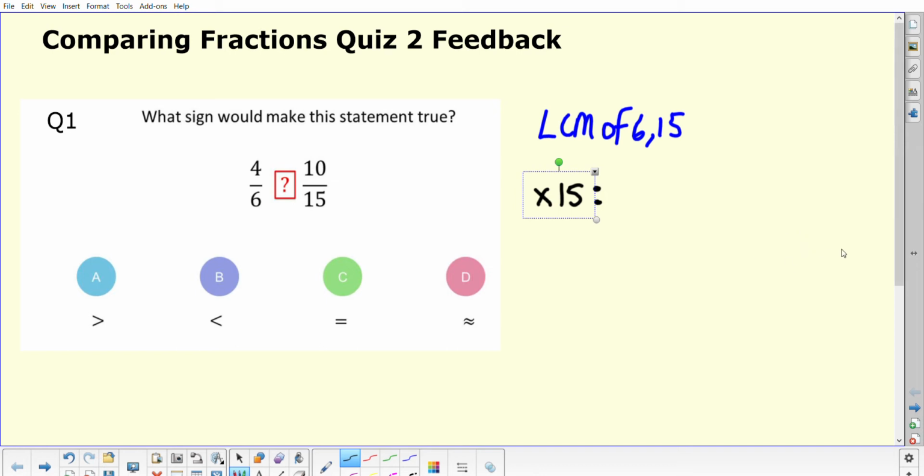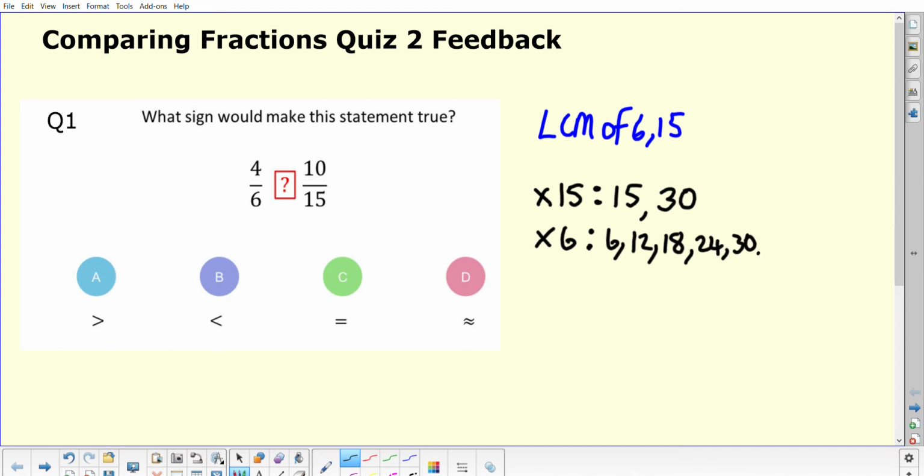So if we were writing out the 15 times table, it isn't one you would normally know. However, 15 times 1 is 15, 15 times 2 is 30. Hopefully you recognise the fact that that 30 is also in the 6 times table. If we were listing the 6 times table, we'd have 6, 12, 18, 24, 30 and so on. And this one continues as well. But the key thing is spotting that you've got this common multiple of 30.